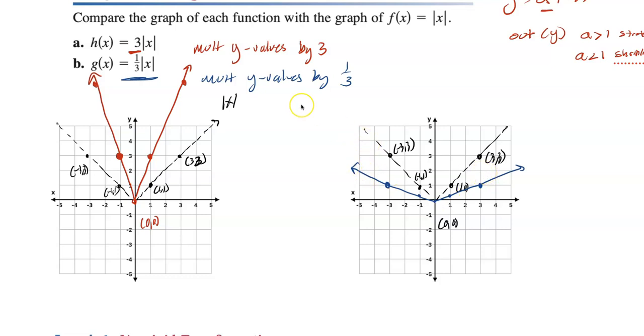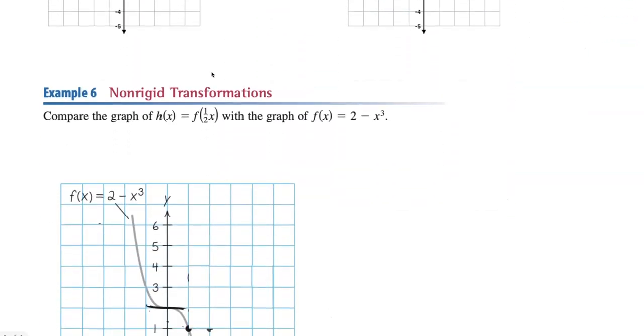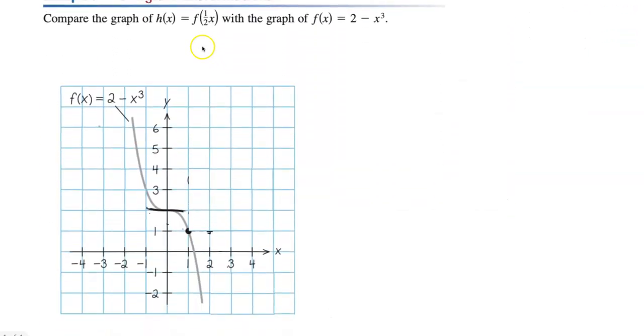That's a non-rigid transformation because you're multiplying by a number. It's called a dilation otherwise, or stretch and shrink. Okay, one last one. This is the same thing, but it's on the inside. So here's this gray graph.